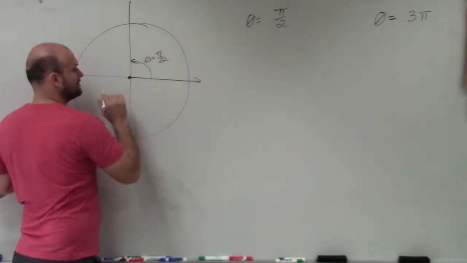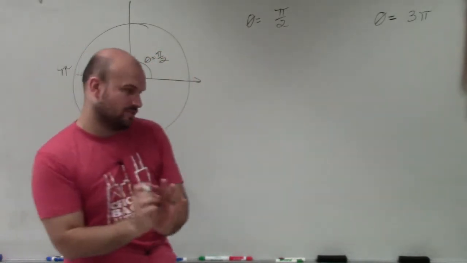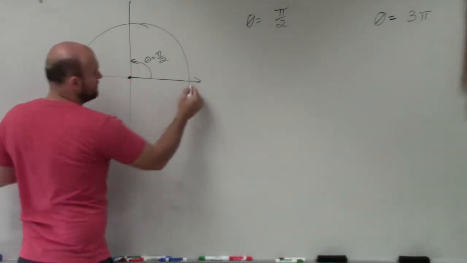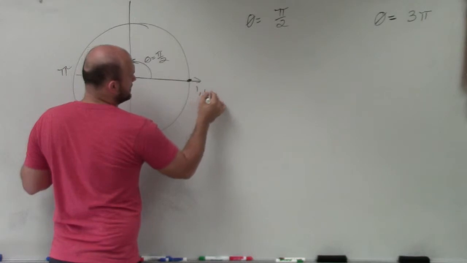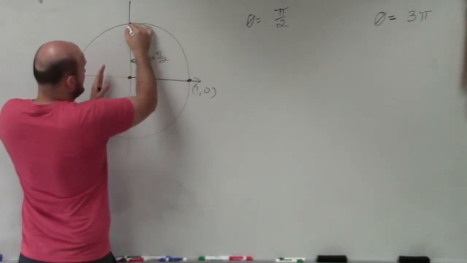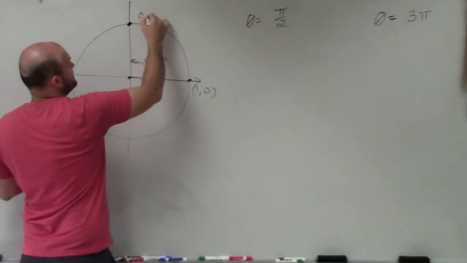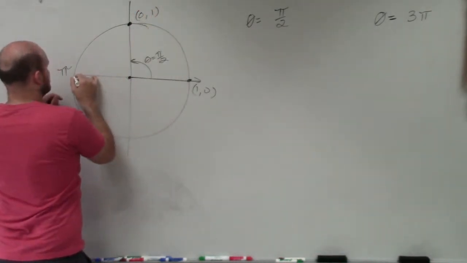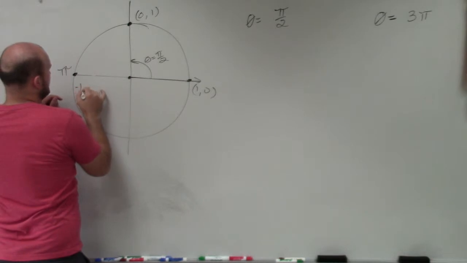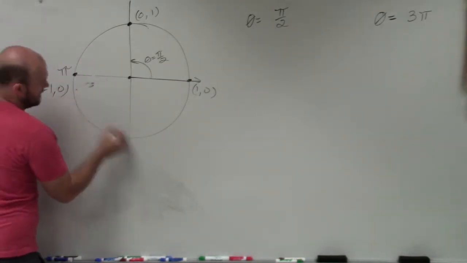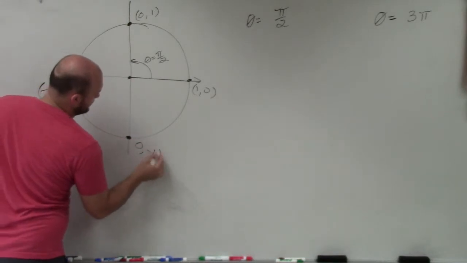pi over 2. Now remember, the important thing about a unit circle is that it has a radius of 1. That means this point is going to be 1, 0. If I go up here to the y, where the unit circle crosses the y-intercept, that's going to be 0, 1. Over here would be -1, 0. And down here would be 0, -1.